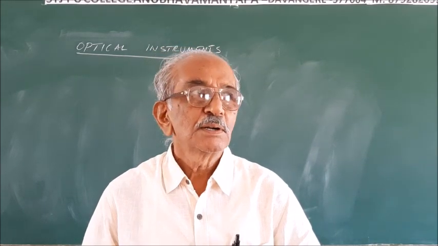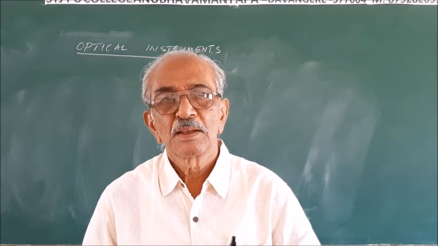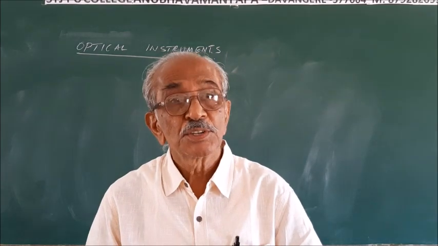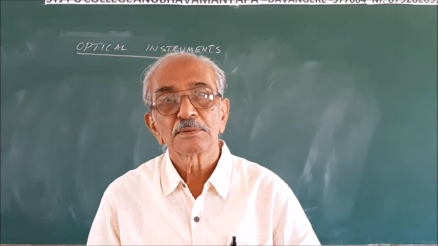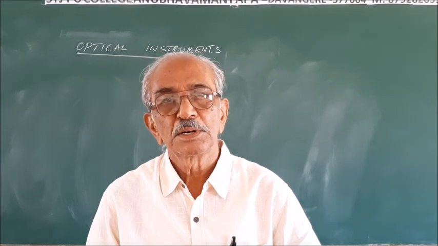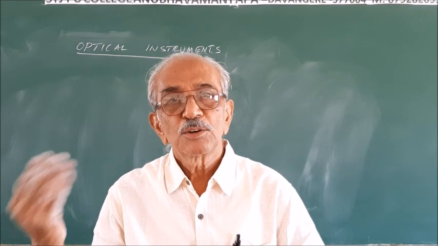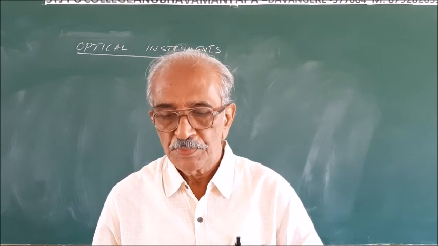Optical devices, basically made of lenses and mirrors, assist our eye to see very small objects of the order of a few micrometers, nanometers, maybe an atom, molecule, etc., and distant objects like the surfaces of planets, etc. They are called optical instruments.